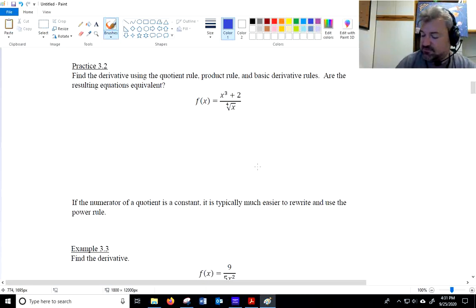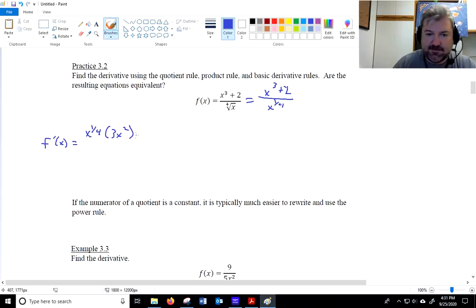Okay, so let's see what you did. Well, first, let's use our quotient rule. Well, actually, that's not true. First, let's rewrite this as x to the 1/4 power, right? There we go. Now, quotient rule says that f prime is equal to low d high. So what is that? 3x squared.